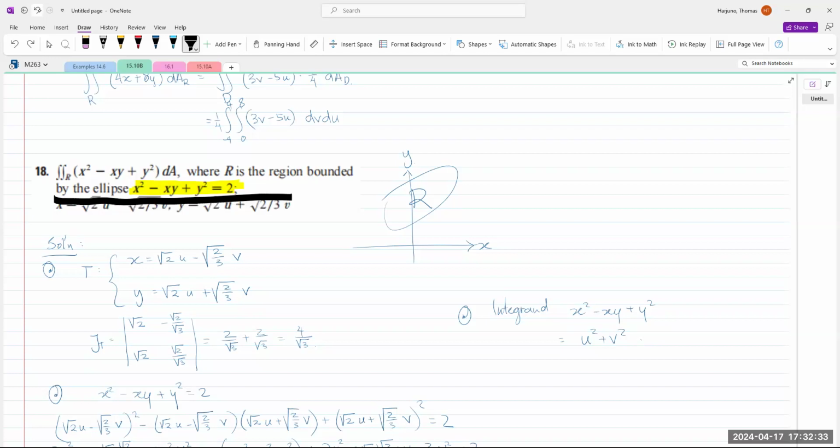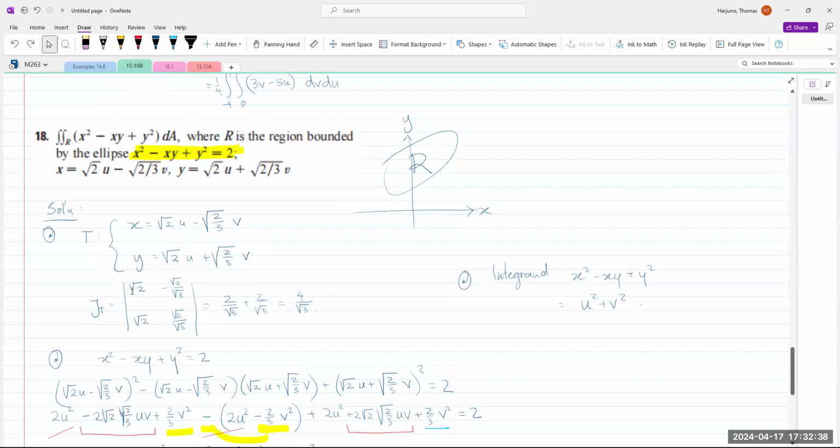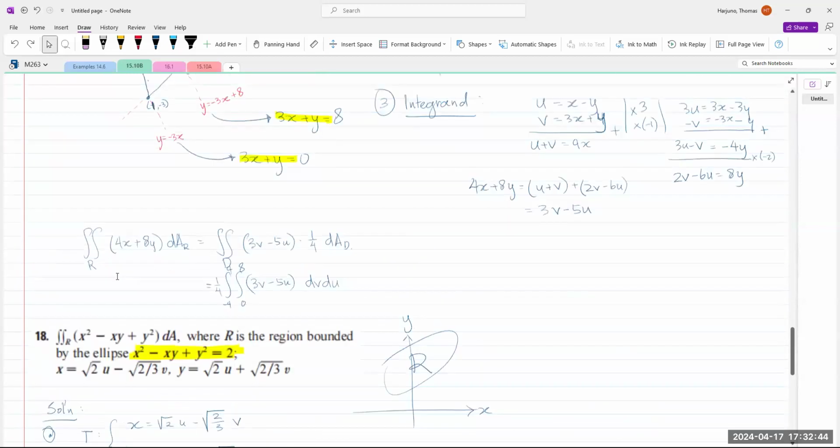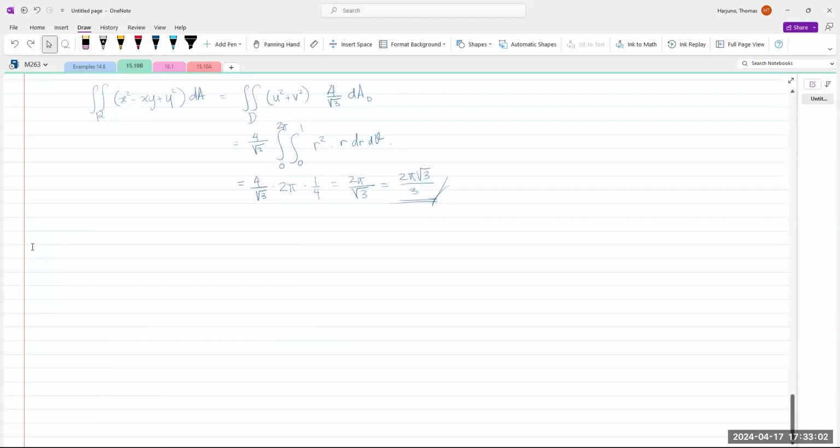Thomas, will you ask this kind of question in the test where you don't tell us the transformation? No. If I don't tell you the transformation, then the shape should be something you can recognize, like number 16. Okay, let's go on to more questions. Let's do number 24. This should be the last question I do from this section, and the rest I will do in the supplementary videos.